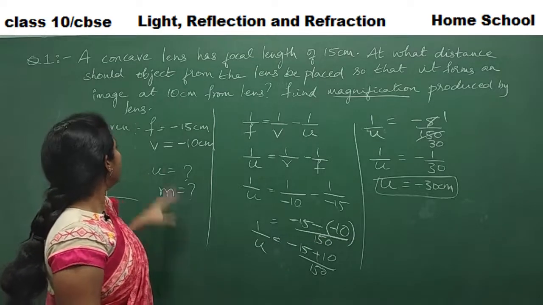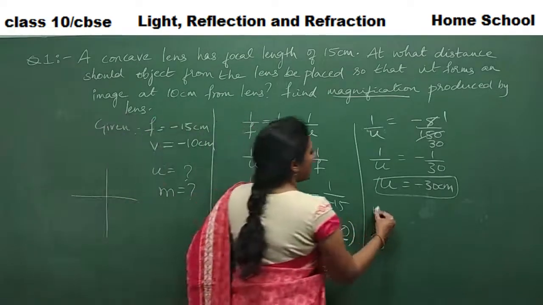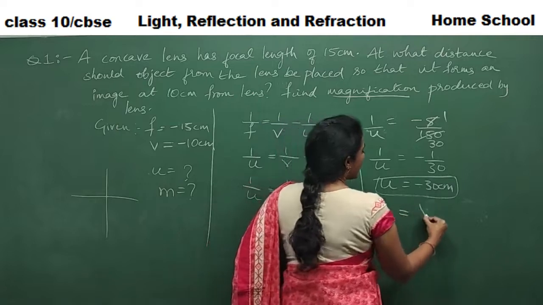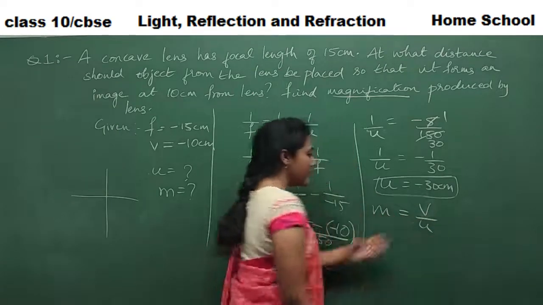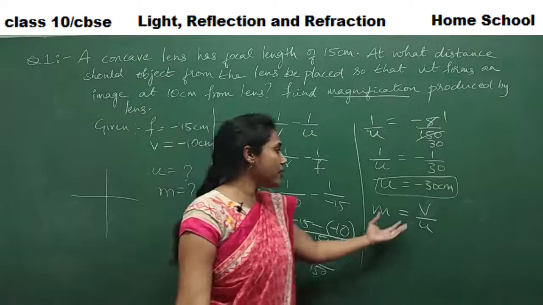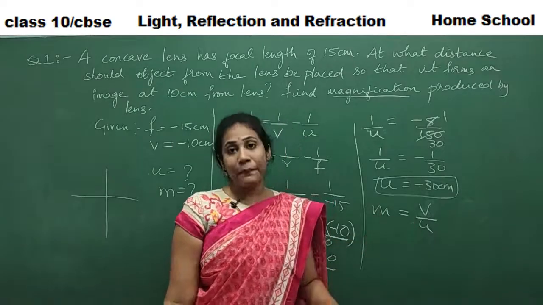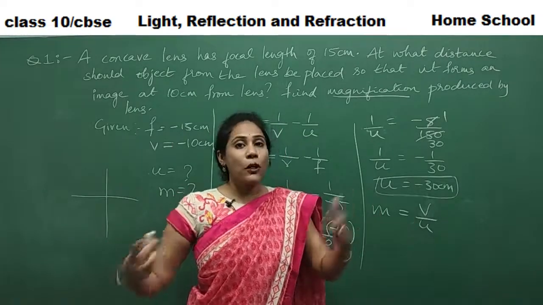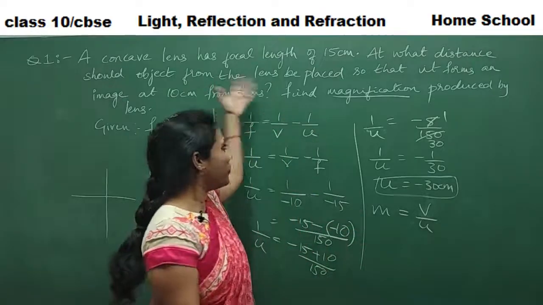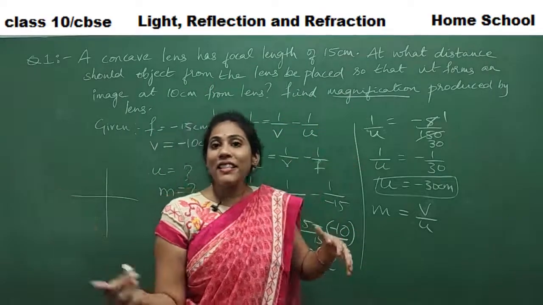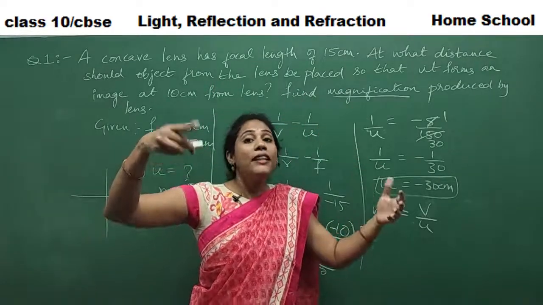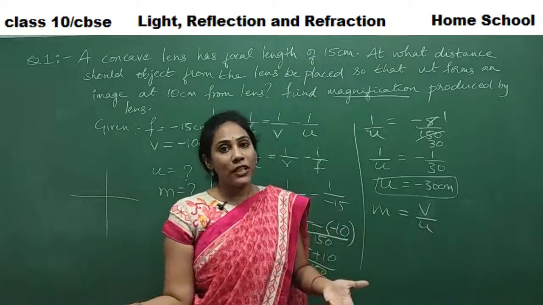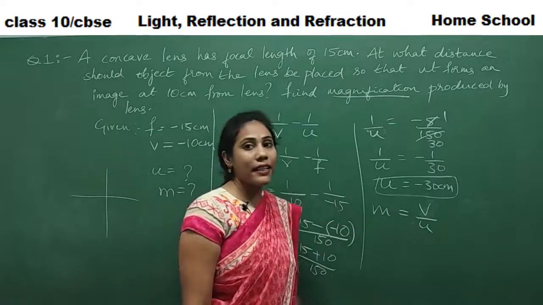Fine. And what is m here? How do you find out m? M is equal to v by u. This is the formula that we always use in the problems to calculate m, rather than using height of the object and height of the image. That they have not given here, right? That's the reason we are not using the height of the image divided by height of the object formula. We are using v by u.